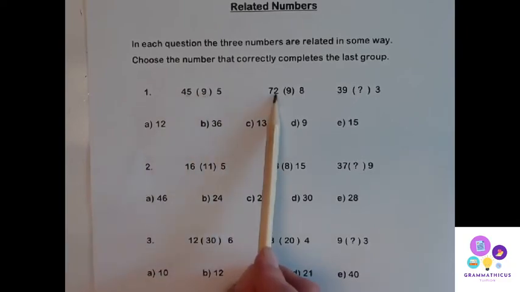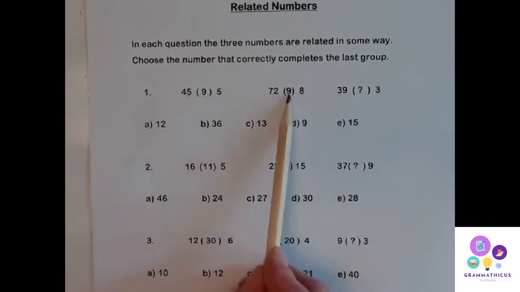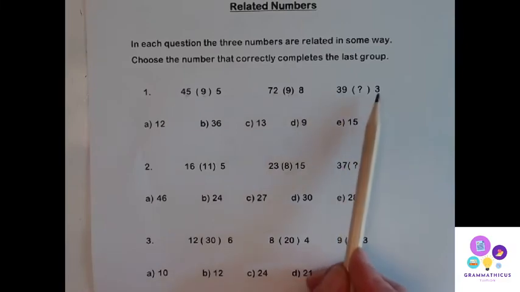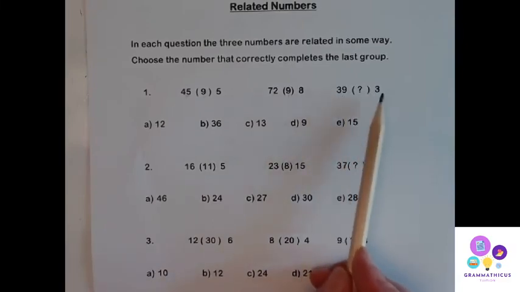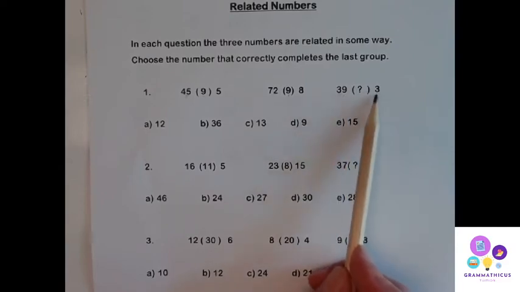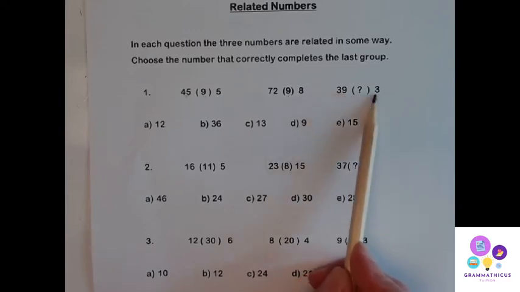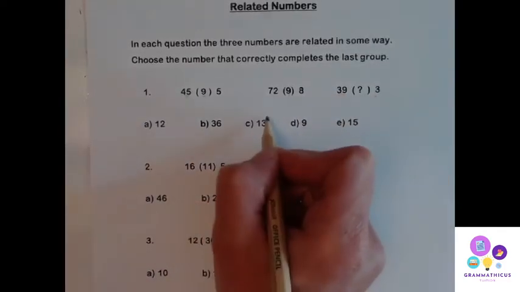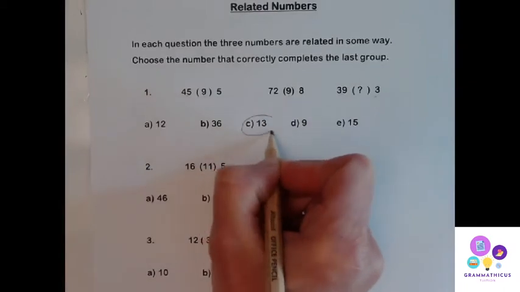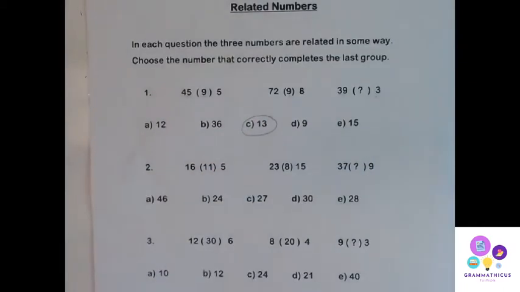Let's see if that works over here. 72 divided by 8 will give me 9. And 39 divided by 3. Well, that's not in the times tables that I normally know, but I do know that 36 divided by 3 gives me 12, and 39 is just 3 more than that, so 39 divided by 3 has to be 13. I've got 13 in my multiple choice answers here, so I'm going to circle that.